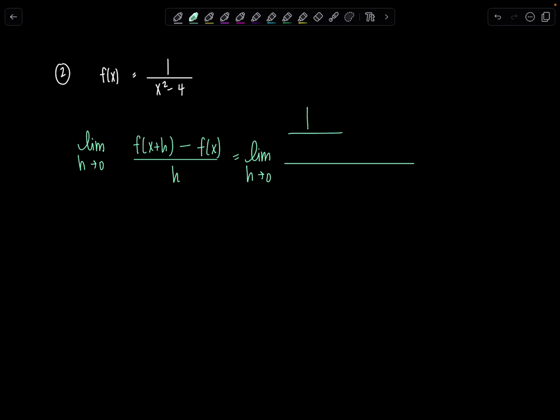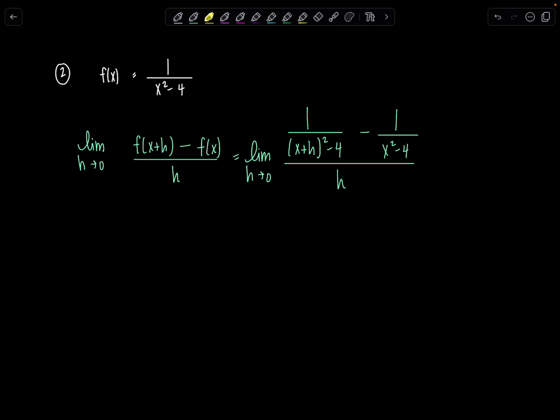I hope you did. We need the limit as h approaches 0 of f of x plus h minus f of x over h. So this is the limit as h approaches 0. f of x plus h is going to be 1 over x plus h squared minus 4, minus f of x, which is just the original function, 1 over x squared minus 4, and then this is over h.